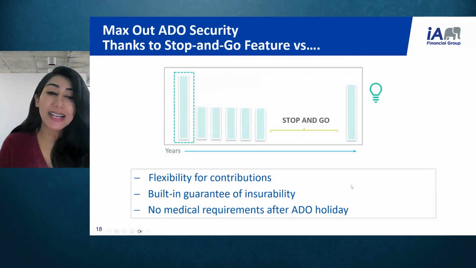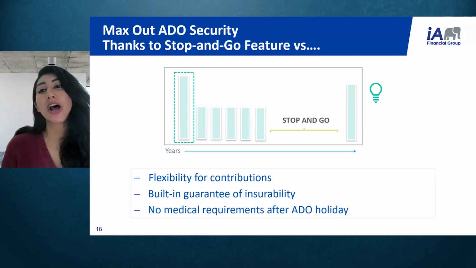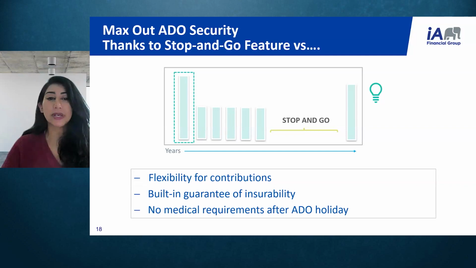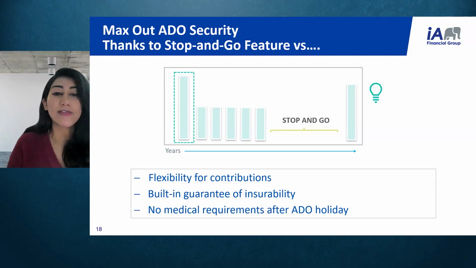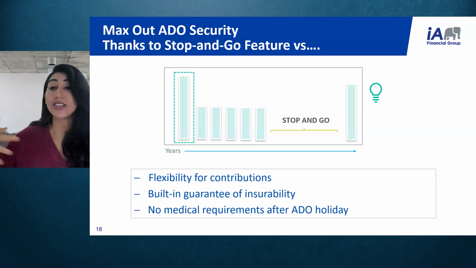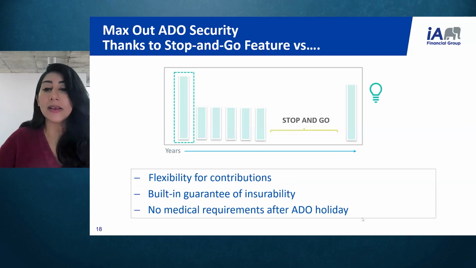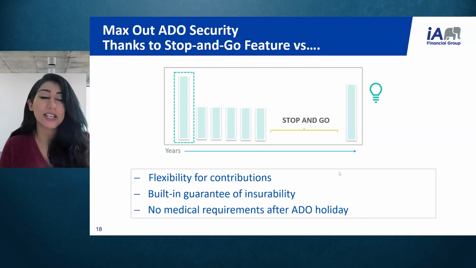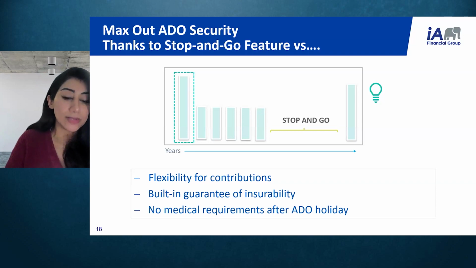Now, when it came to IA, we had a very unique feature called our stop and go feature. As long as the premiums have been contributed and underwritten for the additional deposit option, you were able to stop the additional deposit option contributions for as long as you like, without any minimum or maximum, and start them up any time without any underwriting. Again, really adding flexibility inside the overall plan.